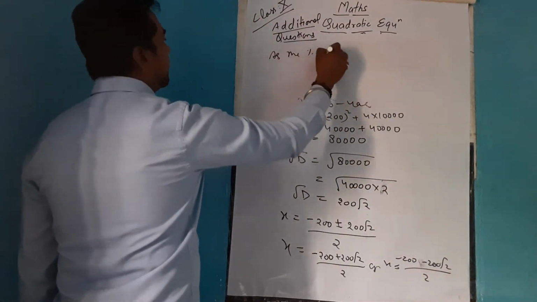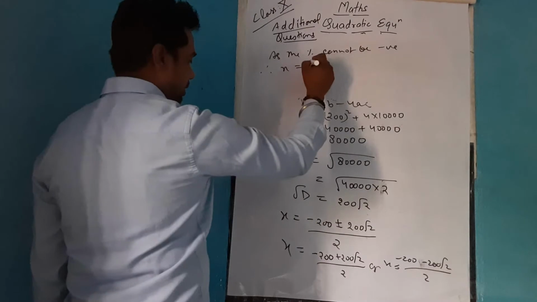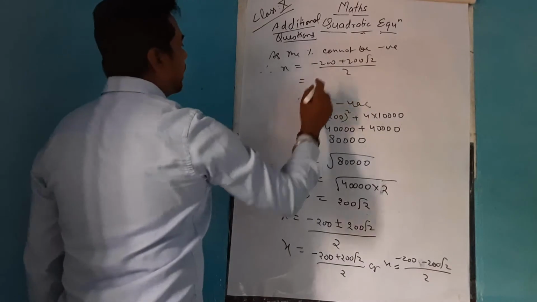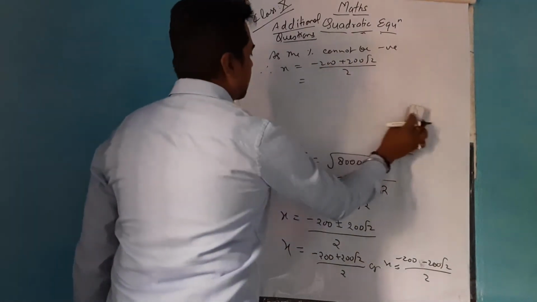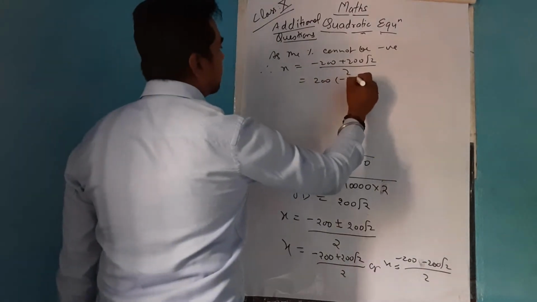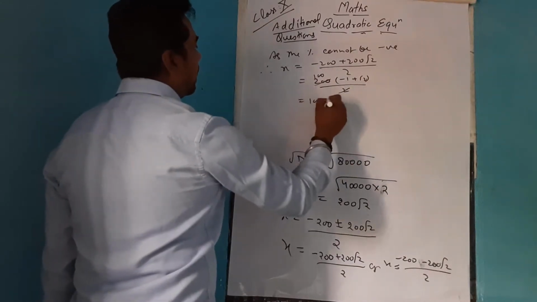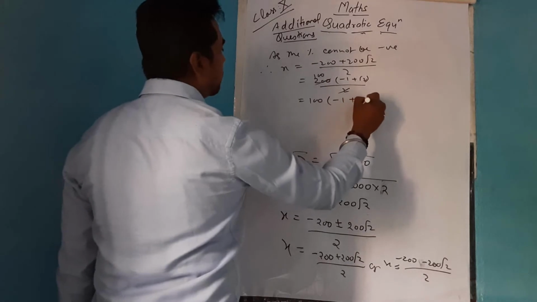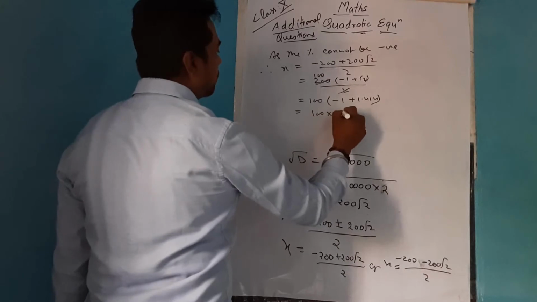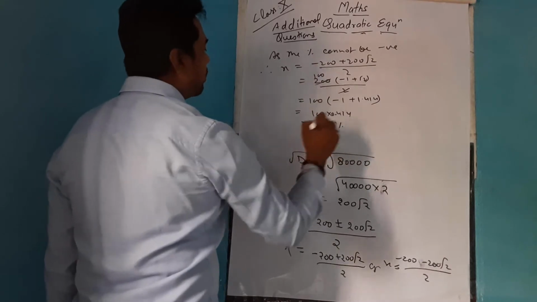Therefore X is (minus 200 plus 200 root 2) by 2. When you take 200 as common, that becomes 200(minus 1 plus root 2) by 2, this becomes 100(root 2 minus 1), and when you put the value of root 2 as 1.414, that becomes 100 into 0.414, and that becomes 41.4%.